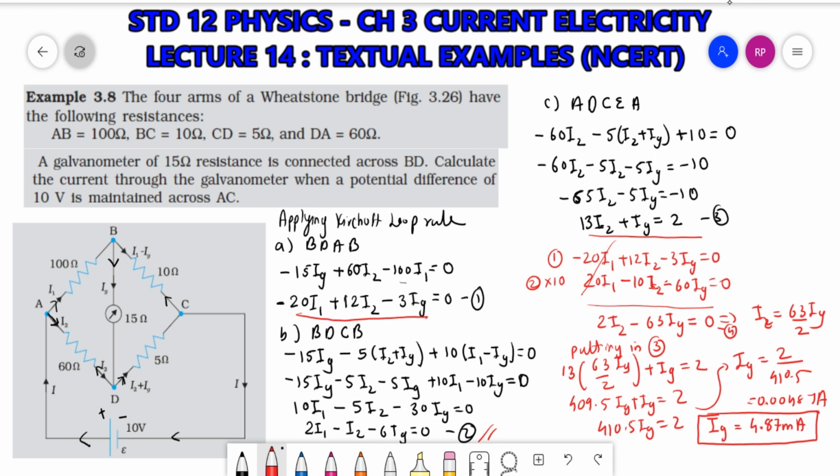Okay, so what I did: first I took the loop BDAB, then BDCB, then ADC epsilon A. I found three equations, and then using elimination, I found the value of IG to be 4.87 milliampere. Clear? So this was about question number 3.8. So just note it down.